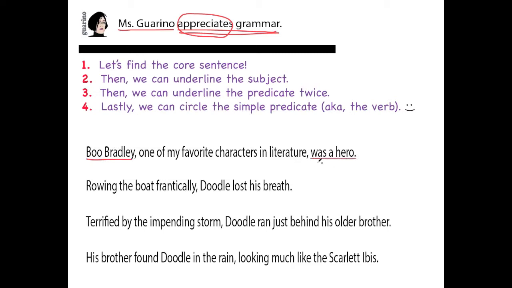Was a hero is, in fact, the predicate of this core sentence. Boo Bradley was a hero. In this case, was is the simple predicate. It is the verb. Was a hero. Now try to find the core sentence in each of the following sentences. Then underline the subject, underline the predicate twice, and circle the simple predicate, also known as the verb. Good luck!